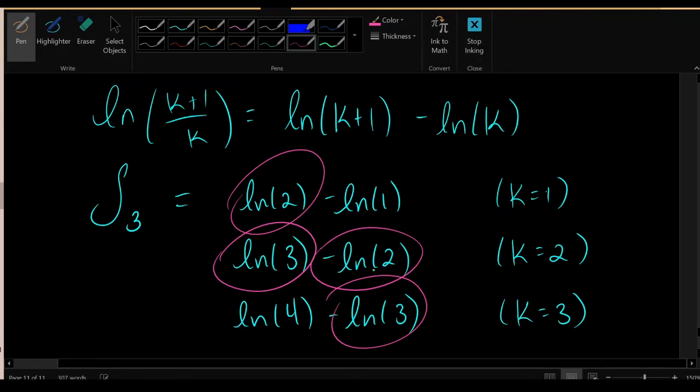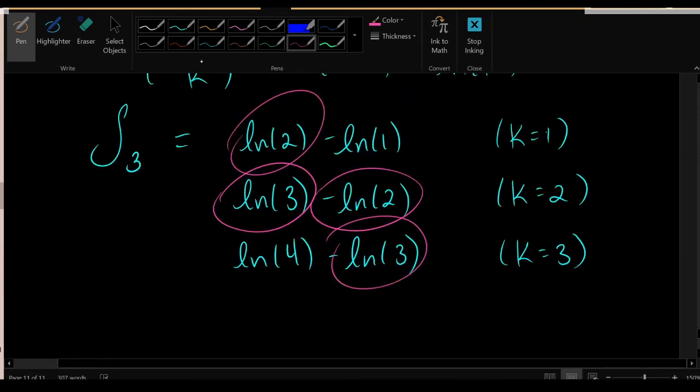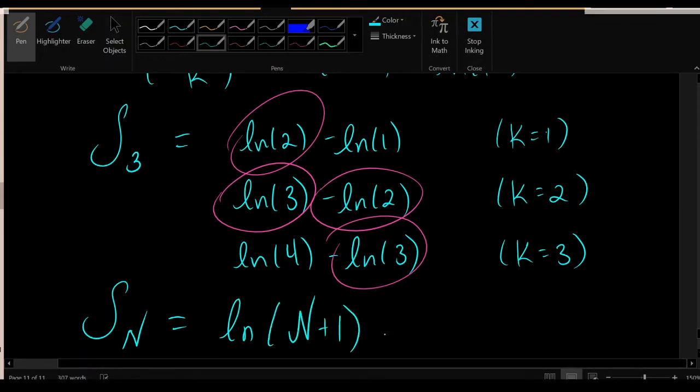And all I'm left with is the natural log of 4, which came from the final term, and the natural log of 1, which came from the first term. Now if I did this process, not for necessarily n equals 3, but for n equals whatever, we would still see this cancellation. But we would be left with natural log of (n plus 1) as the final term, minus natural log of 1 from k equals 1, the initial term.